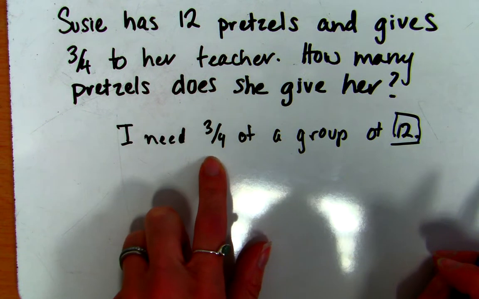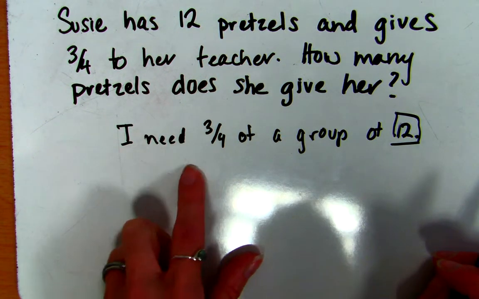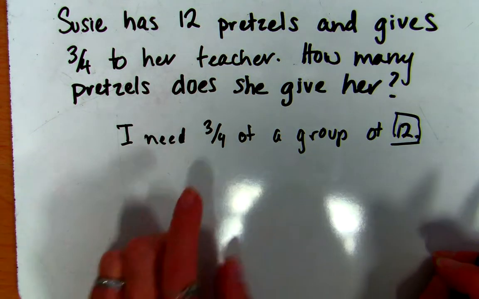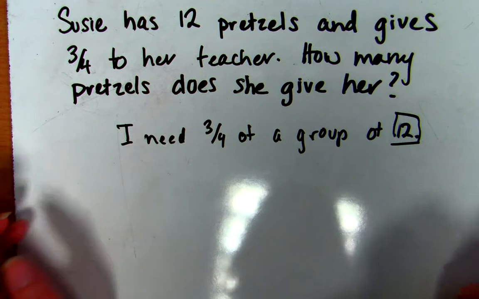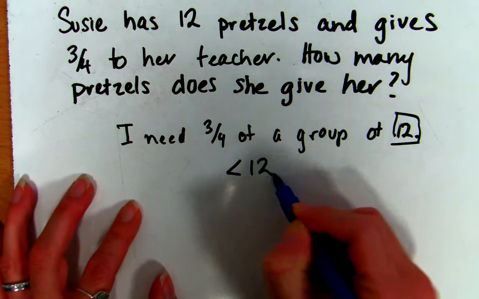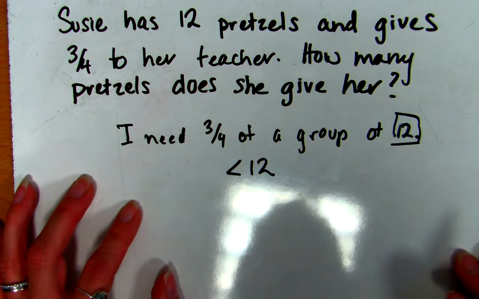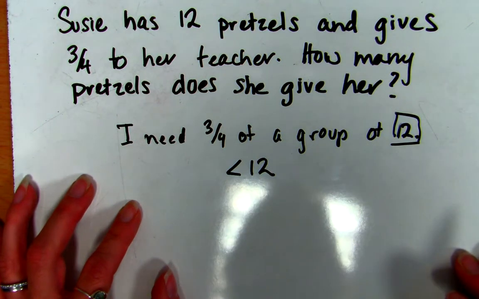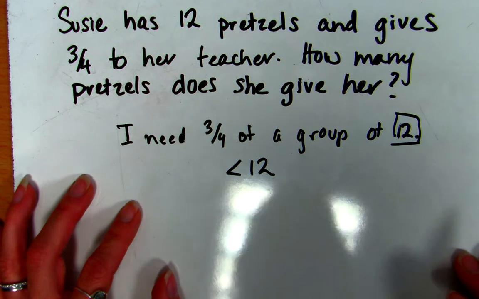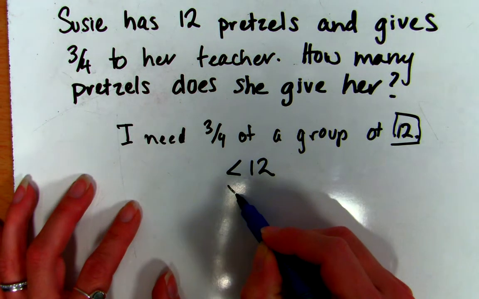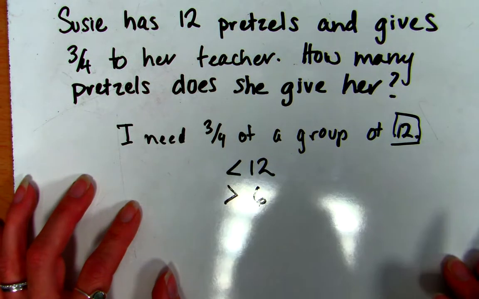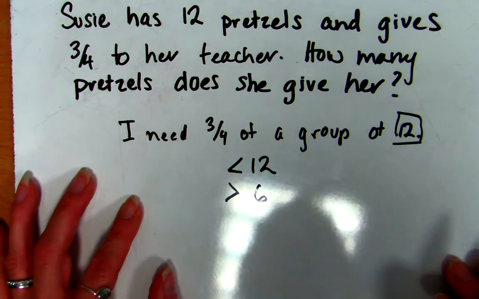So if I take a minute to do a quick estimate, right? A whole group of 12 would be 12. 3/4 of a group of 12 is going to be less than 12. So we know we should have an answer that is less than 12. But 3/4 is also bigger than 1/2. 1/2 of 12 is pretty easy to figure out. We all know that 1/2 of 12 is 6. So I should have an answer that's greater than 6. So I'm looking for an answer that's less than 12 and greater than 6.